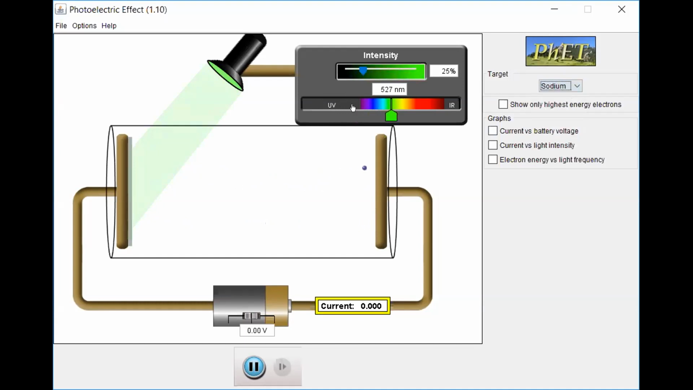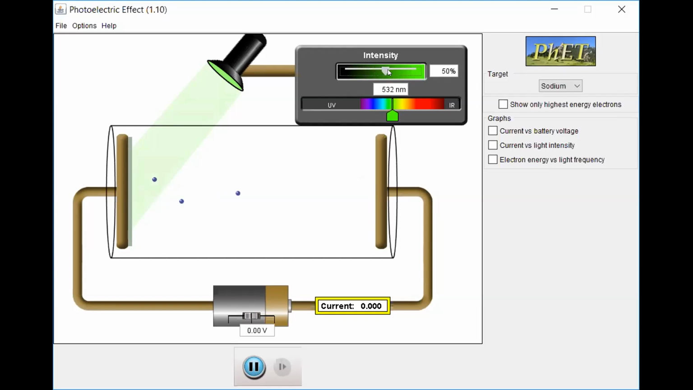So there's sodium again. We've got this green light shining on sodium, and we're starting to eject these electrons. You can see these electrons can be moving at different speeds. Before we talk about the speed specifically, let's talk about the number of particles being ejected. So I'm going to move this back down to about 532. We've got some particles that are being ejected right now.